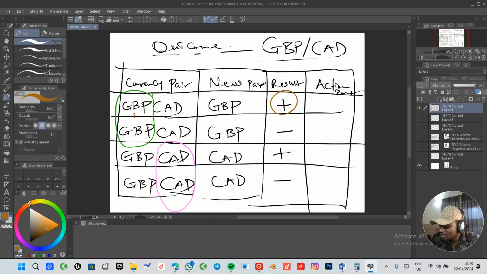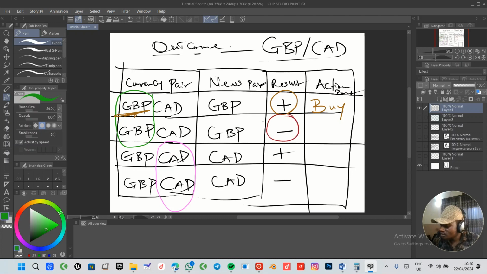So when the base currency is strong, that's this one, if the base currency is strong or positive as the case may be, you are supposed to buy. You are buying GBP CAD. Is it clear? Good. So when the GBP, which is the base currency that you are expecting to trade, is weak. Let me use a red color. It's weak.